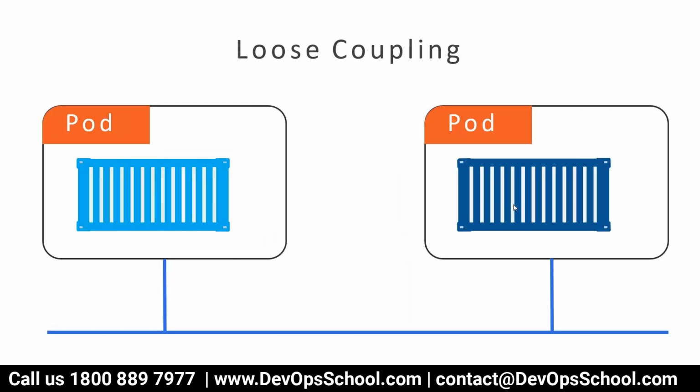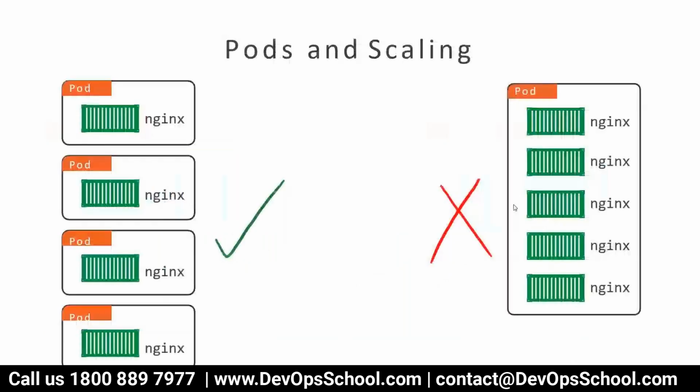Good one. See here, on the left side you have 4 containers, and each of these is running Nginx. On the right, one pod with 5 containers of Nginx is a waste, because remember, there's only one pod and one IP address. You can only run one Nginx. So 4 Nginx are wasted.